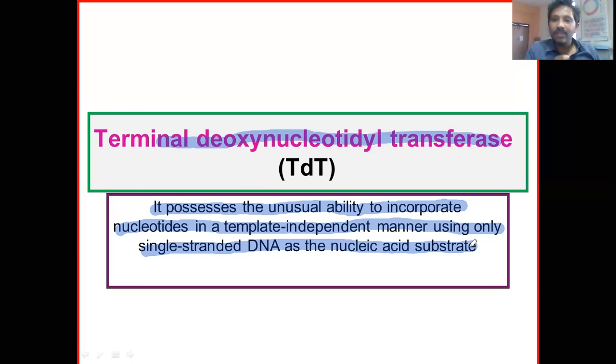Let us see some of the important features of terminal deoxynucleotidyl transferase, because it is a very important enzyme in molecular biology and RNA technology and cell biology also. Right? Let us look into the unusual characters of this enzyme. Then we will see what are the applications of this enzyme.